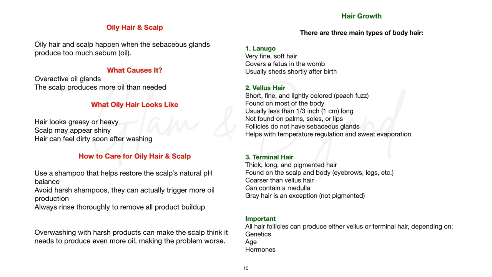Number three, terminal hair. Thick, long, and pigmented hair, found on the scalp and body like eyebrows, legs, etc. Coarser than vellus hair, can contain a medulla. Gray hair is an exception because it's not pigmented, it doesn't have any color. Important: all hair follicles can produce either vellus or terminal hair depending on genetics, age, and hormones.